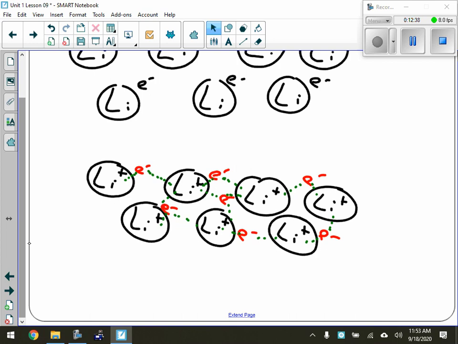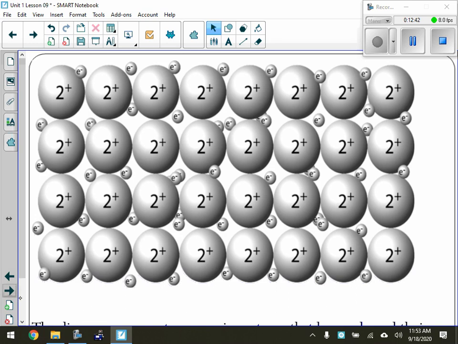Okay. And like I said, that's only that many, seven. Look at this one here. This is an example of magnesium, okay? And again, there's only 32 atoms here. 32 atoms that have let go of their electrons, two valence electrons each, and now we have 32 positive ions that are attracted to any electron that's around them, okay?